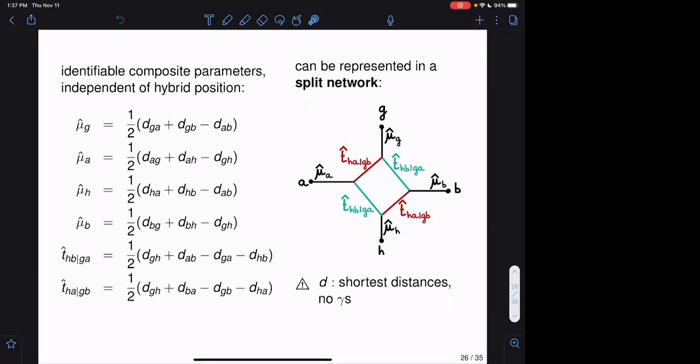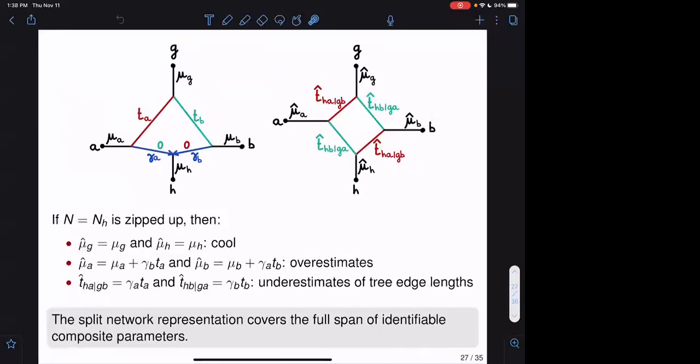And in a network like this, we read distances differently. We just go for the shortest distance. So the distance between A and G is read from here, and between A and B, it doesn't matter which path we take, this one or that one, they're considered equivalent and they have the same length. And these composite parameters capture everything we can know from distances. We have six distances, that's 6 parameters.